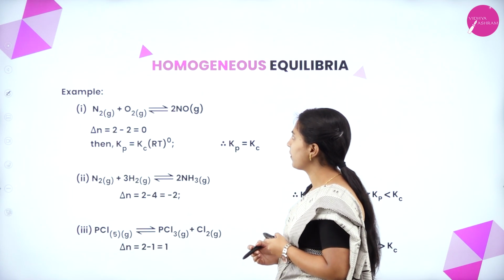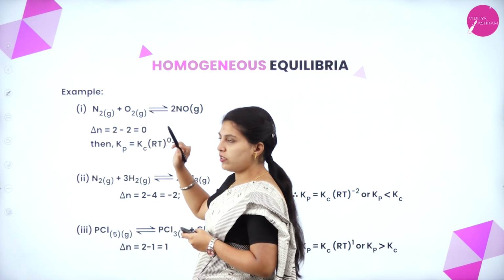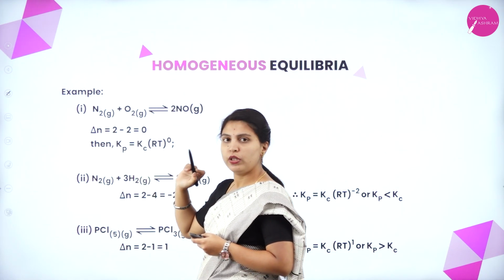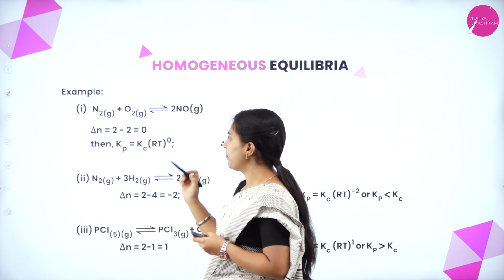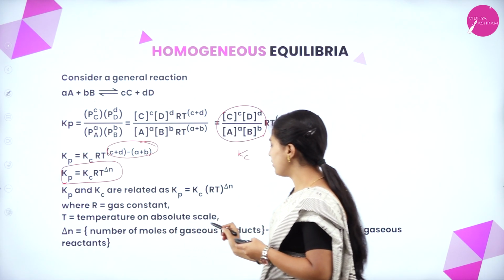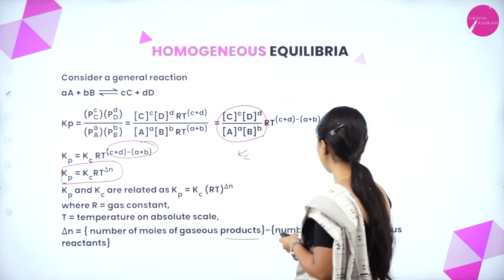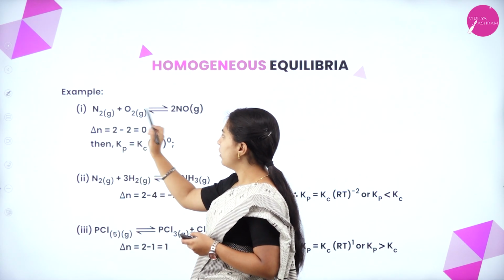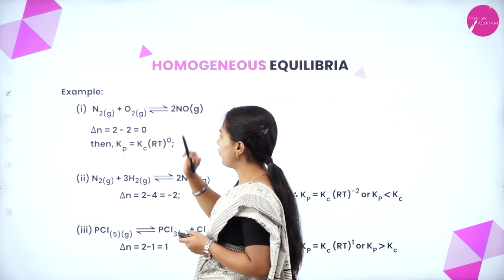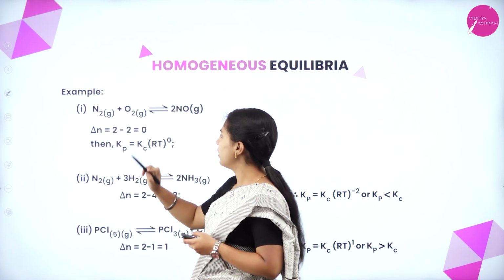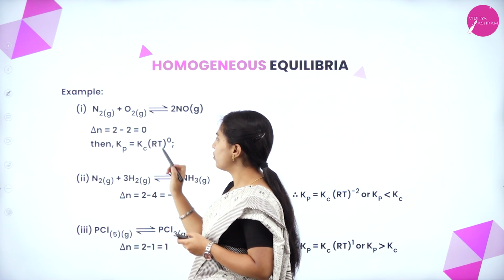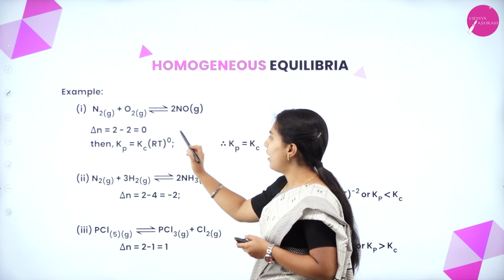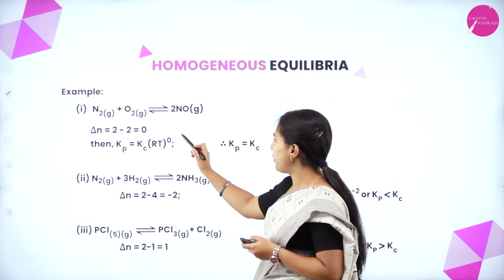We will see here. Example: nitrogen and oxygen reacting with each other and forming nitrogen oxide. You have to calculate delta n. What is the formula here? Number of moles of gaseous products minus number of moles of gaseous reactants. So delta n equals 2 moles from product, and 1 plus 1, 2 moles from reactants. So 2 minus 2 is 0. Then Kp equals Kc into RT to the power 0.